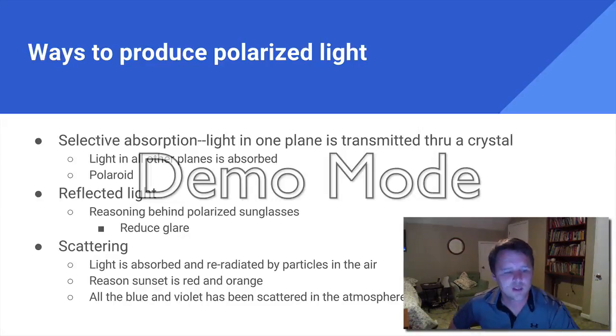You also have reflected light. This is the reasoning behind polarized sunglasses. Some light that's reflected is reflected in a certain plane. So your polarized sunglasses will block this plane, and you don't see that glare. You also have scattering. Light is absorbed and re-radiated by particles in the air.